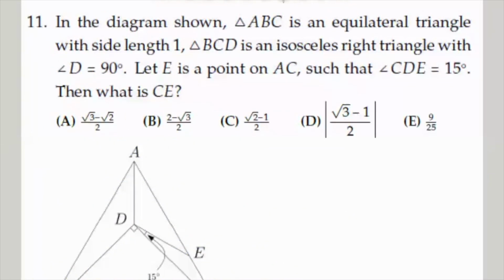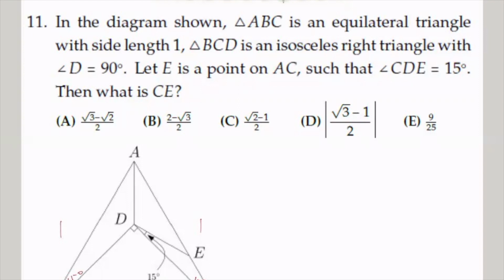Problem 11. We have ABC, an equilateral triangle. The side length is 1. BCD is an isosceles right triangle with D equals 90 degrees, which means that CBD is 45 degrees. DCB is also 45 degrees. But recall that ABC is an equilateral triangle, which means that each angle is 60 degrees. Thus, we have ECD is 15 degrees. This is also 15 degrees.